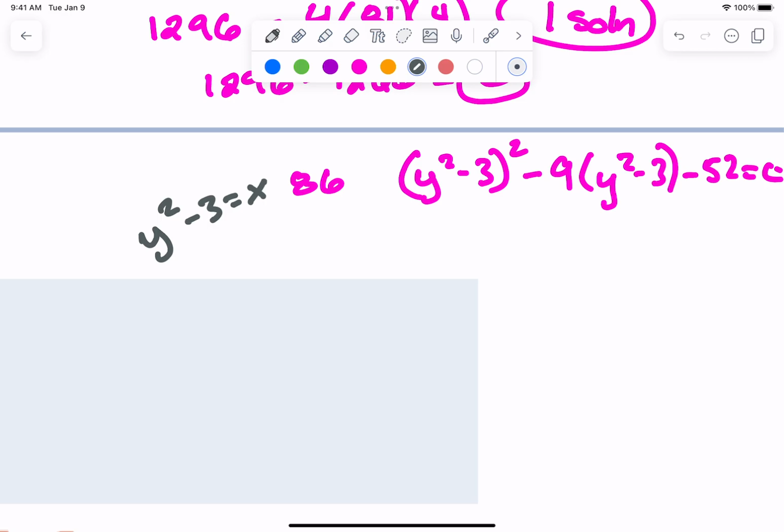I'm gonna call it x. Okay, so y squared minus 3, I'm gonna change to x. So this is x squared minus 9x minus 52 equals 0.